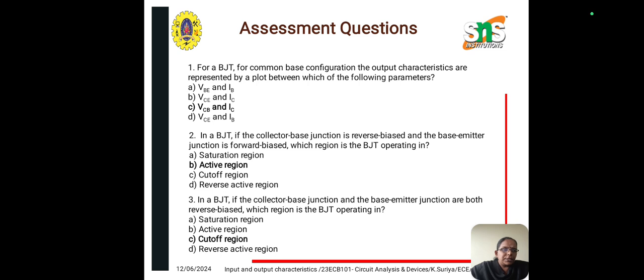In a BJT, if the collector base junction is reverse biased and the base emitter junction is forward biased, which region is the BJT operated in? So the BJT will be operated in the active region. In a BJT, if the collector base junction and the base emitter junction are both reverse biased, then the BJT will be operating in the cutoff region.